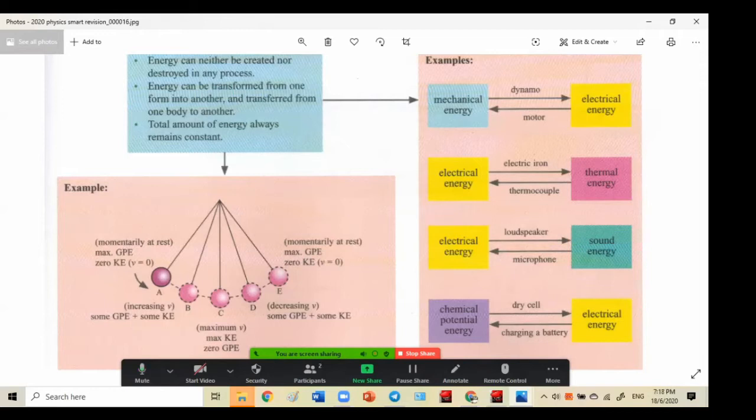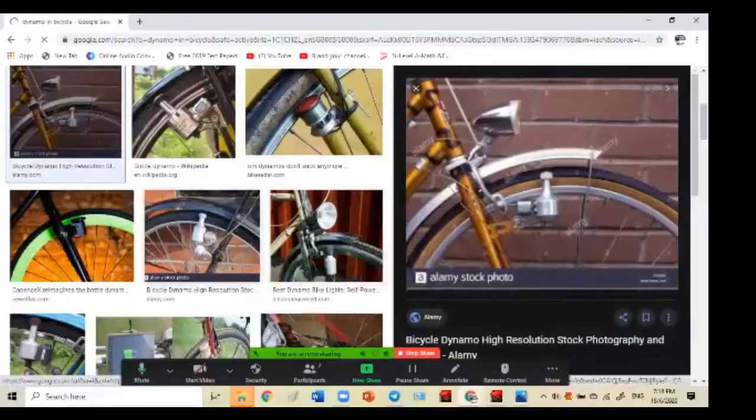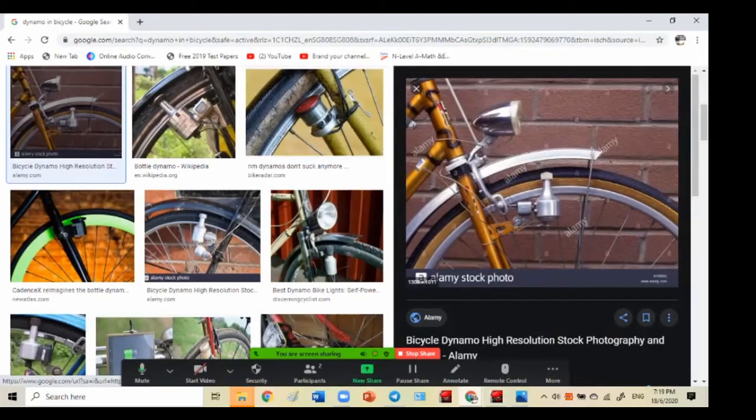All right, this is a conversion of energy. Mechanical energy is like the dynamo of your car or bicycle. Have you seen the dynamo of a bicycle? Can you see this picture? This is to save battery, no need to buy one, because as you press a button, it will touch the wheel. So when the wheel spins, this part will keep turning.